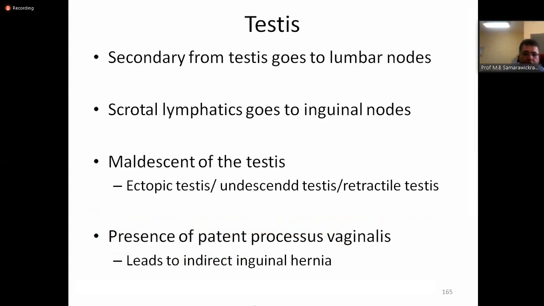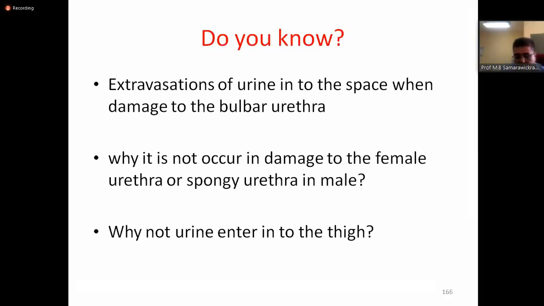Yes, so you have to know what are descended testes and undescended testes, their sites, right? And what is a congenital hernia due to patent processus vaginalis, and an inguinal hernia also results due to persistent processus vaginalis, right?